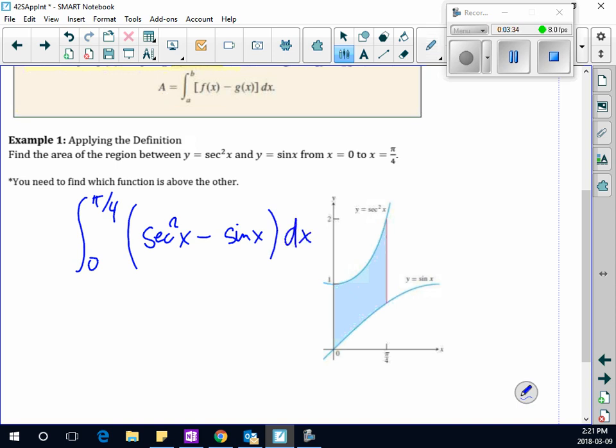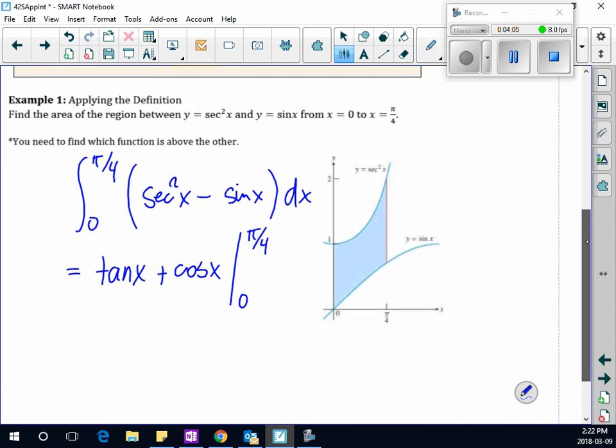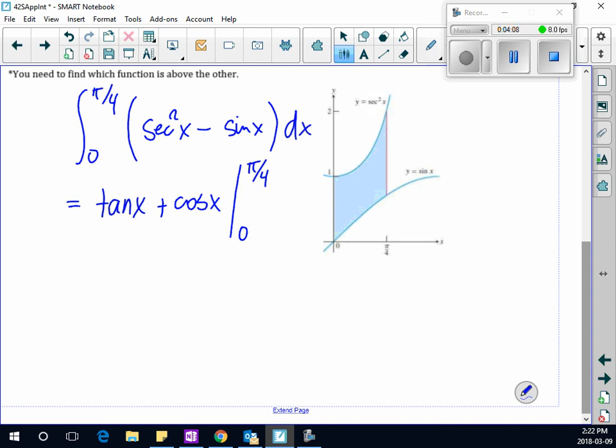So, Josh, what is the integral of secant squared x? Does everybody know that one? Tan x. And then what's the integral of minus sine? Plus cos x. And then this would be from 0 to pi over 4. If you're not sure if it's a minus, just find the derivative of cos, and you know it's minus sine. So if this is minus sine, then it has to be plus. So anyways, then we plug in and subtract.